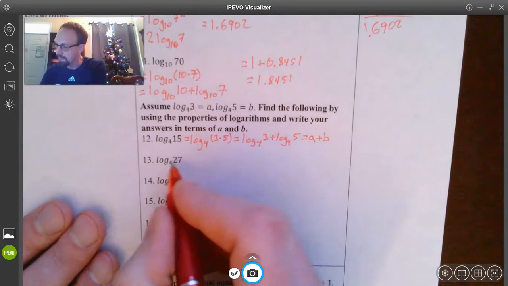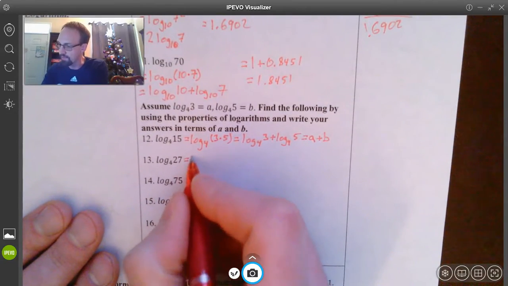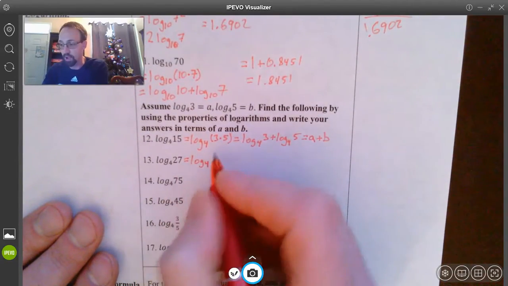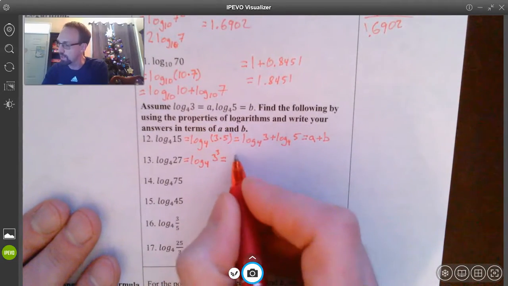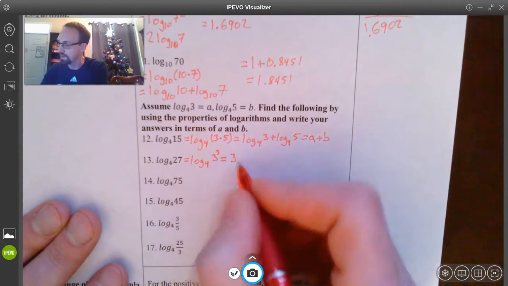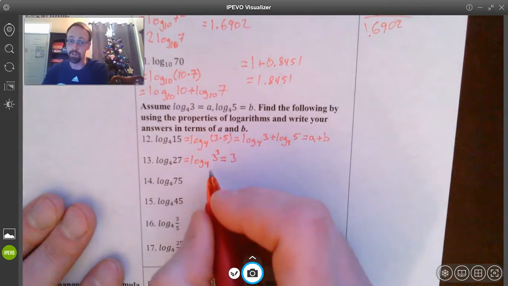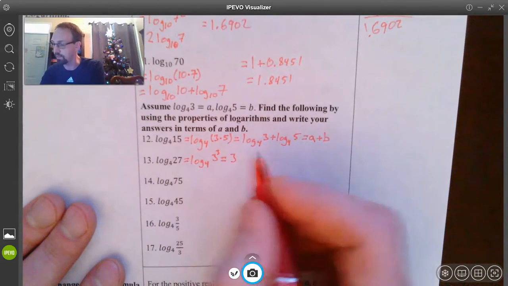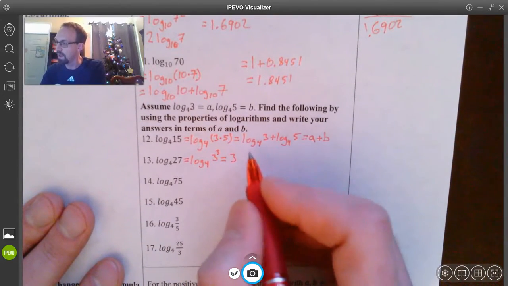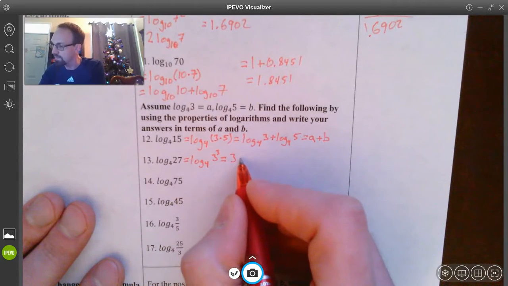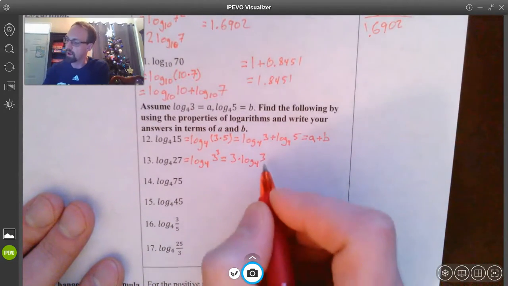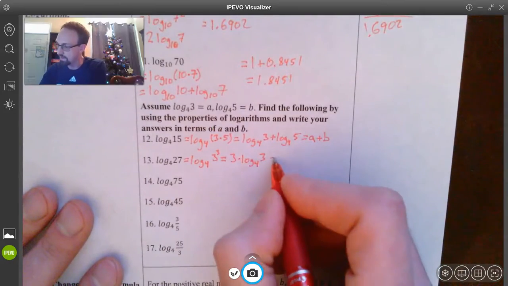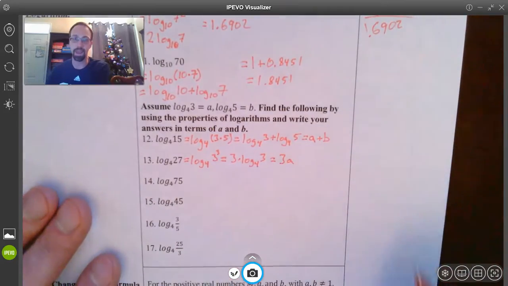So here, this log base 4 of 27, well, that's the same as log base 4 of 3 cubed, which I could rewrite. This whole entire thing, log base 4 of 3 to the third power, is 3 times log base 4 of 3. Now, log base 4 of 3 is A, so this is 3A.